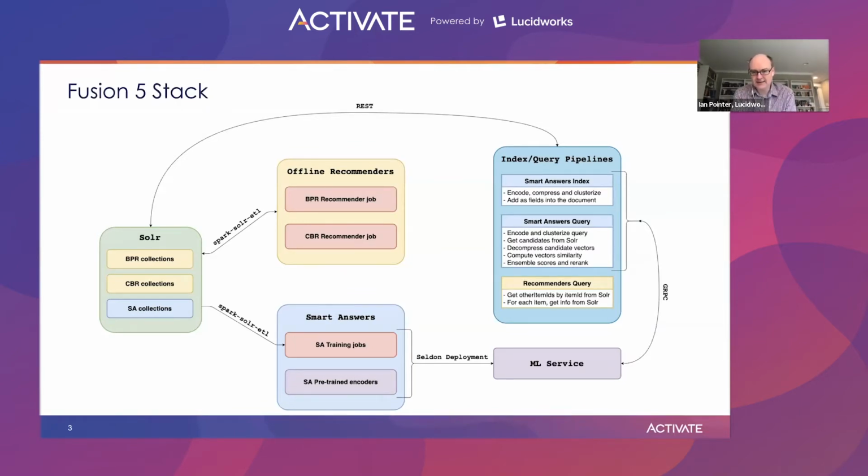For recommenders, it's a bit easier. We just get other item IDs by item ID from Solr, and for each of those items, we then go off to Solr and get the information for those items from Solr. And again, we pass that down the pipeline.